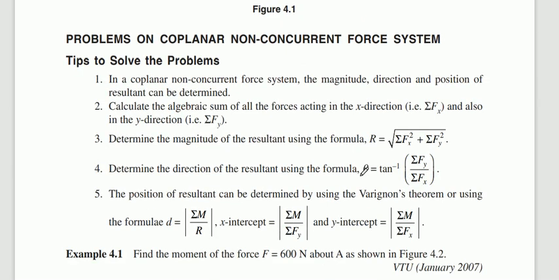In order to solve the problems, we need to follow some steps, similar to the steps we discussed in the concurrent force system. The same thing you can observe here. In this type of problem, there are four things you need to find out: magnitude, direction, and position of the resultant. And what is the first step?